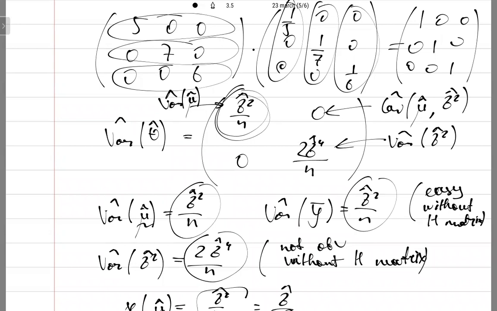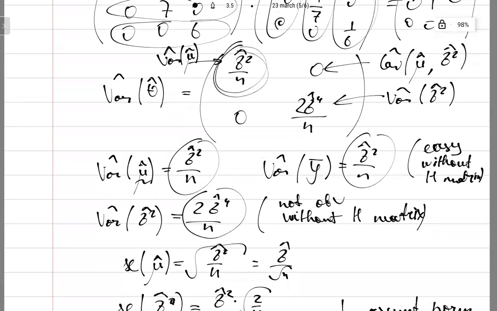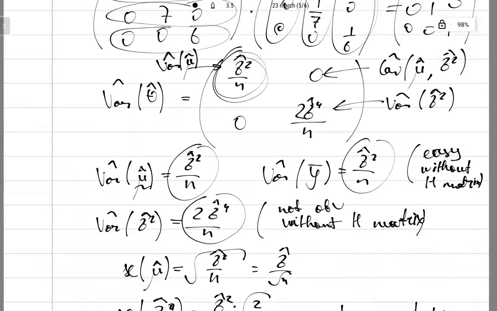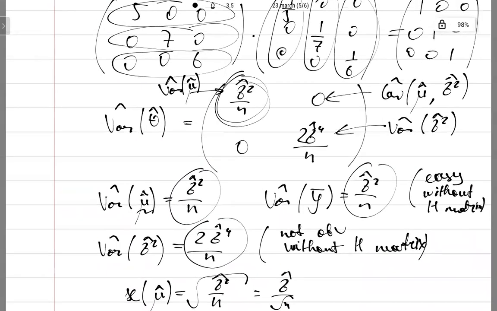If you are required to prove that mu hat and sigma hat squared are independent, this 0 in the matrix is not a proof. It's just a hint that they may be independent, because it's only an estimate of the true covariance. Okay, is that the answer to your question? Yes, thank you.